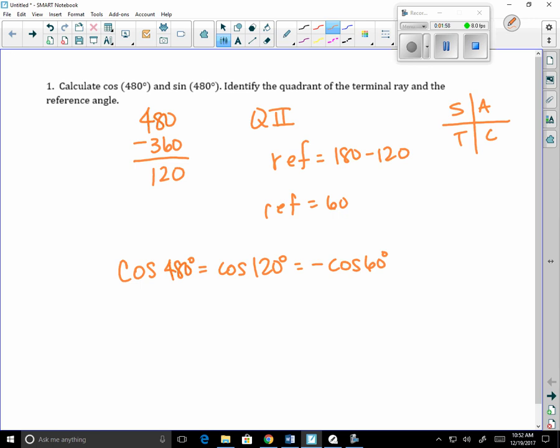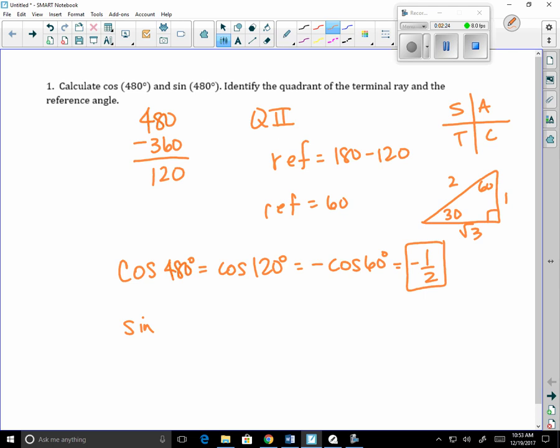And then it wants us to calculate the actual value here. To calculate the value, you need to know your special right triangles, so 30, 60, 90. Cosine of 60 is going to be 1/2, so that's negative 1/2. You can check that right in your calculator. You'll get that 480, 120, or negative cosine of 60 all give you the same answer.